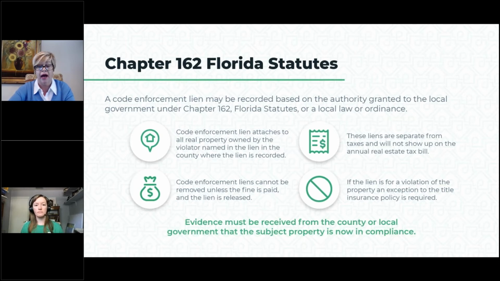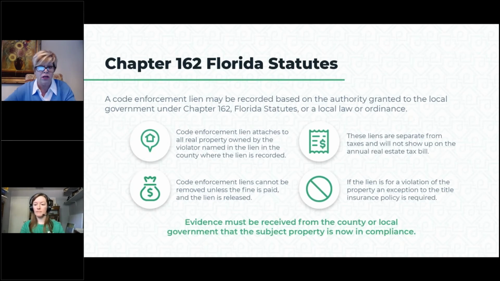Again, we go back and talk about that gray area, that timing from when the local municipality has in fact issued a code or multiple code enforcement violations, and when they actually then may record those as liens in the public records. So there could be a long list of liens sitting out there that have not currently been filed, that will only be uncovered if you seek the information through a municipal lien search. So a code enforcement lien attaches to real property owned by the violator named in the lien in the county where the lien is recorded.